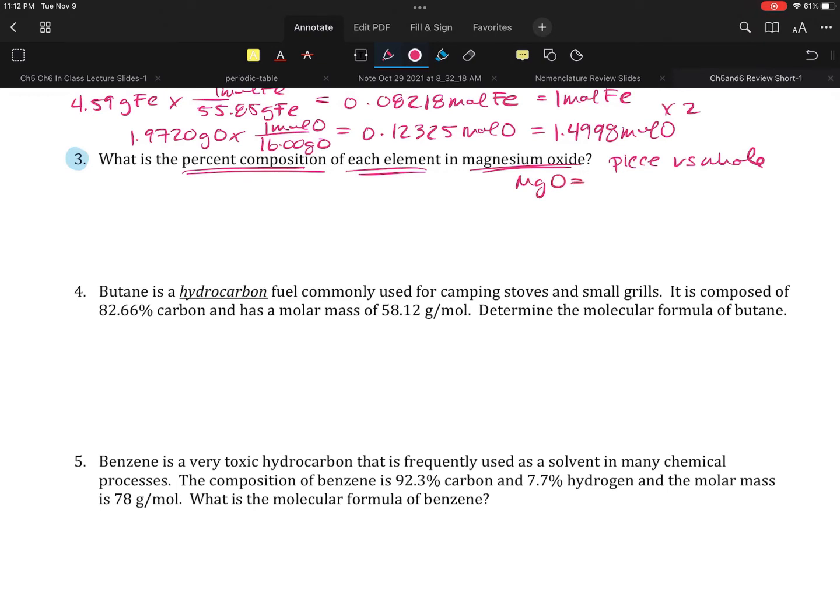So we will figure out the molar mass of magnesium oxide by adding magnesium plus oxygen, right? And that's the mass of the whole. Then we'll take each respective piece over it. There's 1 magnesium, so 1 times 24.31 over 40.31, and that's our piece versus our whole times 100. And we would repeat the same process for oxygen, where in this case it's 1 oxygen, so it'd be 16 grams of oxygen over 40.31 grams of magnesium oxide times 100, and that would give us our percent composition.